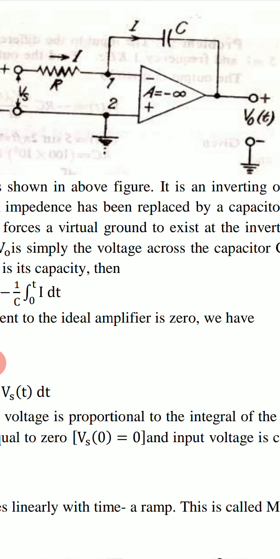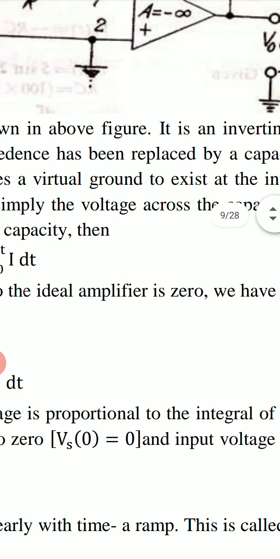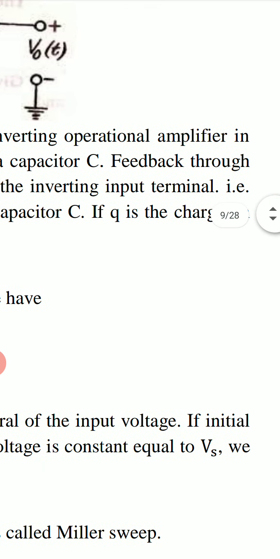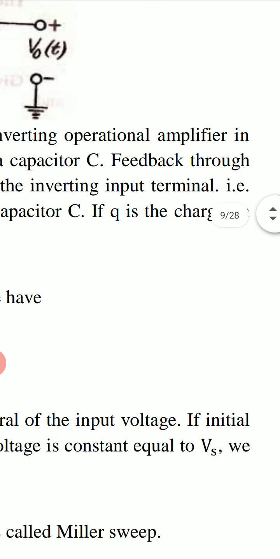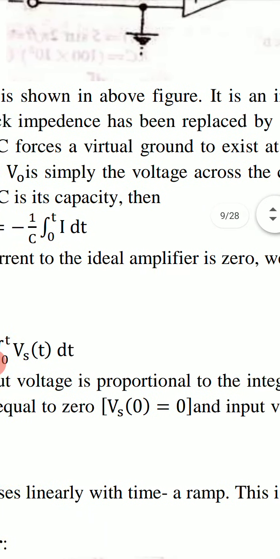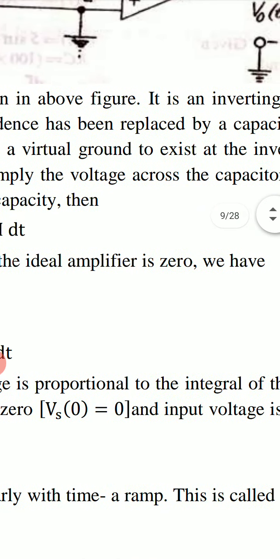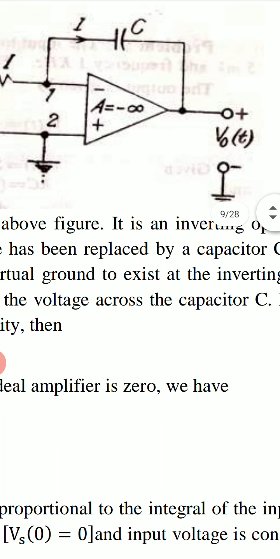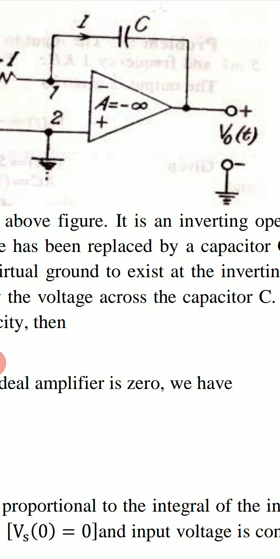An integrator is shown in the above figure. It is an inverting operational amplifier in which the feedback impedance has been replaced by a capacitor C. Feedback through the capacitor C forces a virtual ground to exist at the inverting input terminal, that is, the output voltage VO is simply the voltage across the capacitor C. The output voltage obtained is VO, and it is equal to the voltage across this capacitor C.